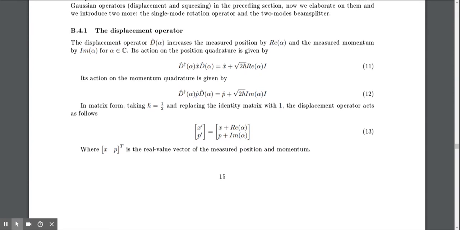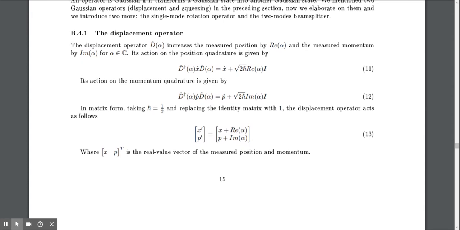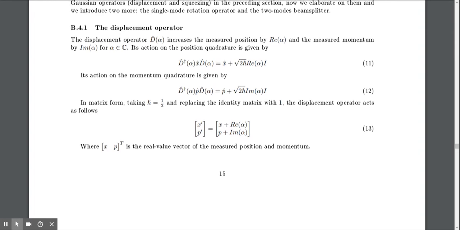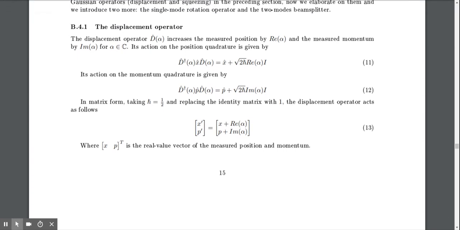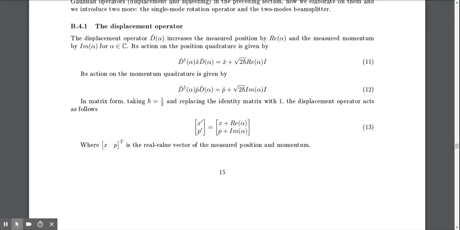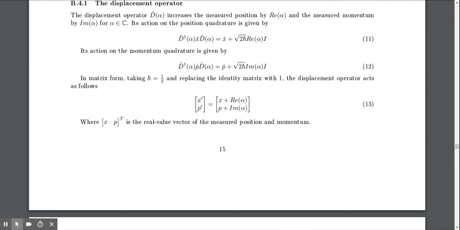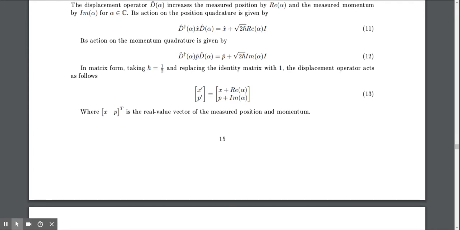Displacement. The displacement operator increases the measured position by the real part of alpha and the measured momentum by the imaginary part of alpha, for alpha being a complex number. Its action on the position quadrature is given by this, and on the momentum quadrature by this. In matrix form, taking this and replacing the identity matrix with 1, the displacement operator acts as follows on a real-valued vector of the measured position and momentum.